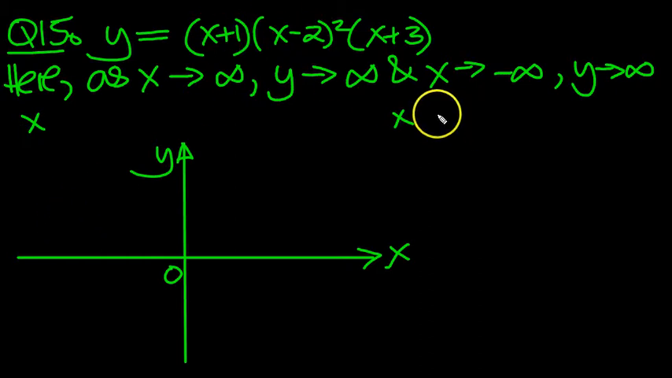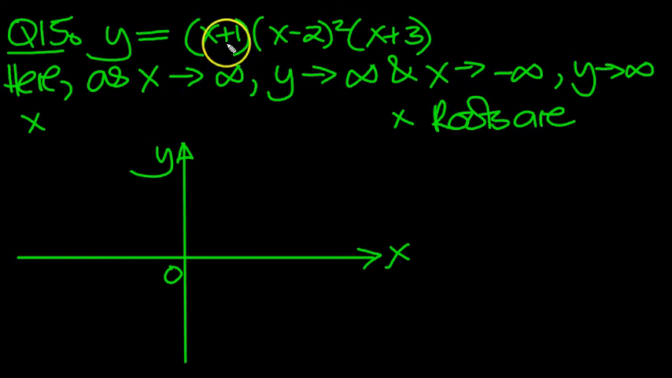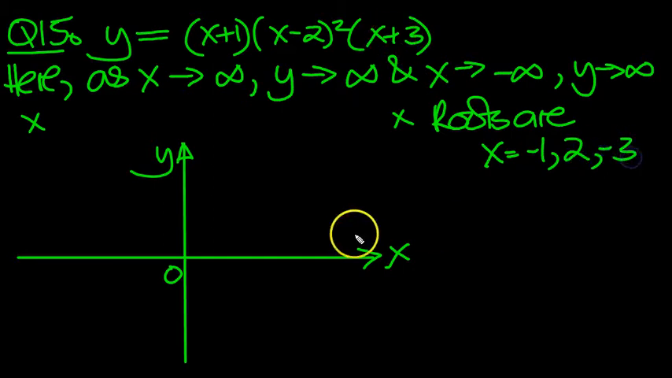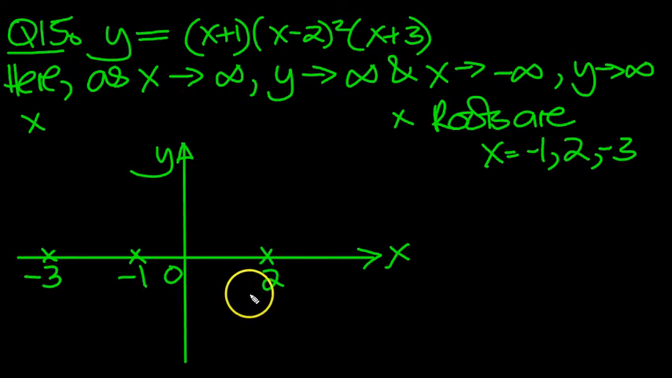The roots are x is minus 1, x is 2, and x is minus 3. So it crosses the axes at minus 1 and minus 3. So there's minus 3, there's minus 1, and here's 2. Okay, so that's good. So now what happens here?